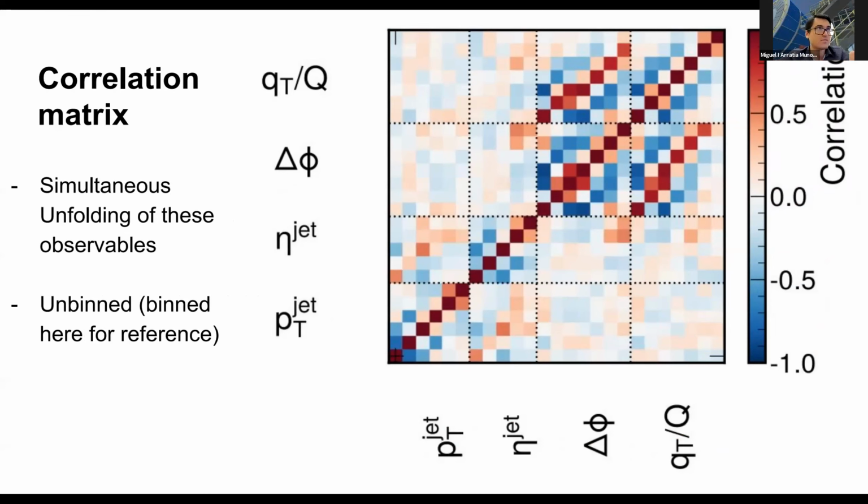Obviously, to make some histogram, we would need to actually make a binned version of this. But in reality, we have the information unbinned. And here, what is interesting is that there is a very strong correlation between the QT measurement and the azimuthal angle measurement, which is expected. But here we can actually quantify how overlapping those two measurements are, how correlated they are.